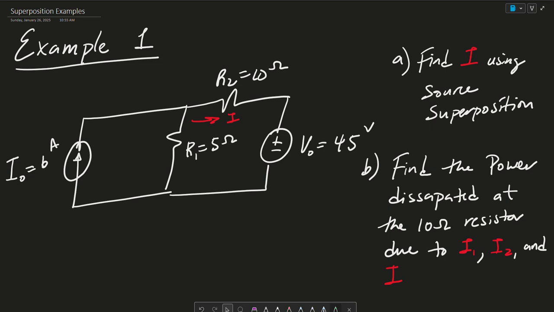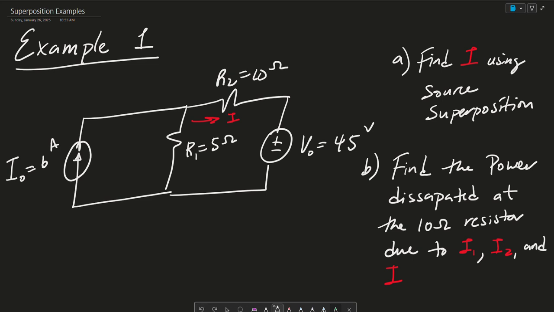My name is Professor Govala, and today I'm going to be talking to you about two superposition examples, specifically example 1, where A says to find the I using source superposition, and the second part of the problem says to find the power dissipated at the 10 ohm resistor due to I1, I2, and I total, which is just I in this case.